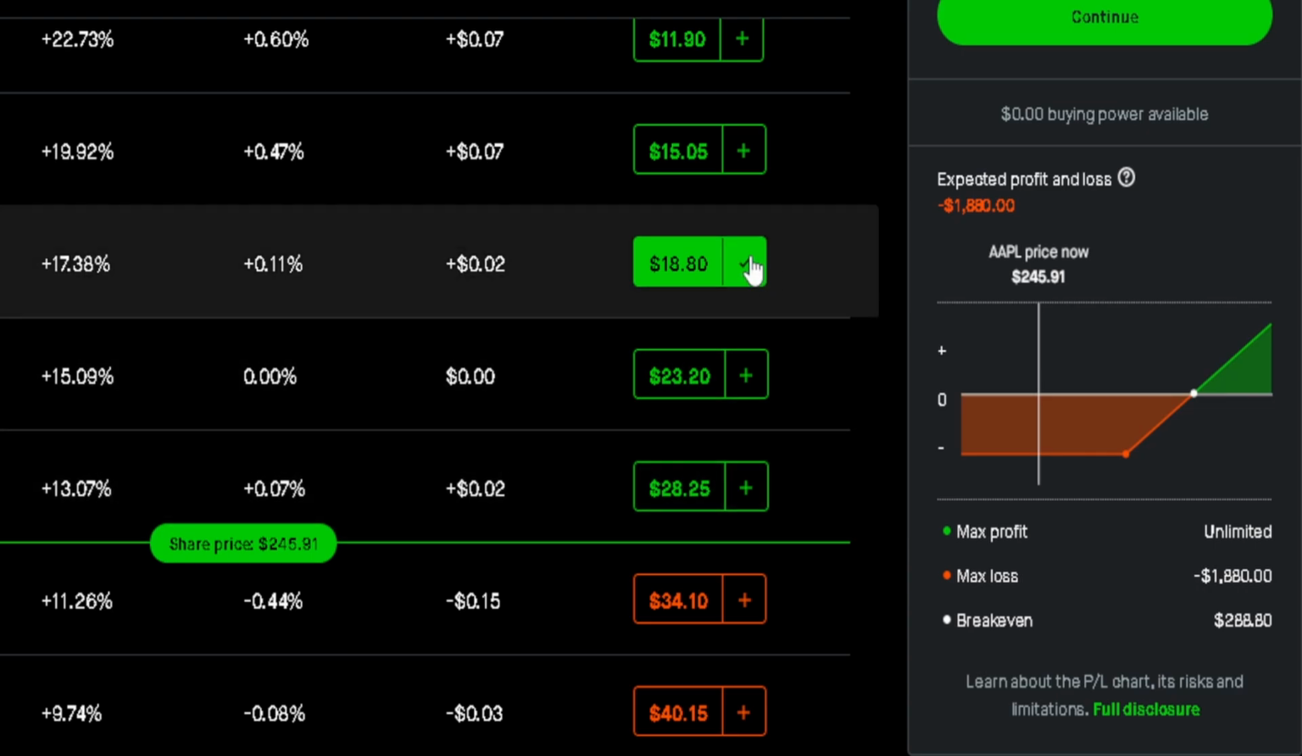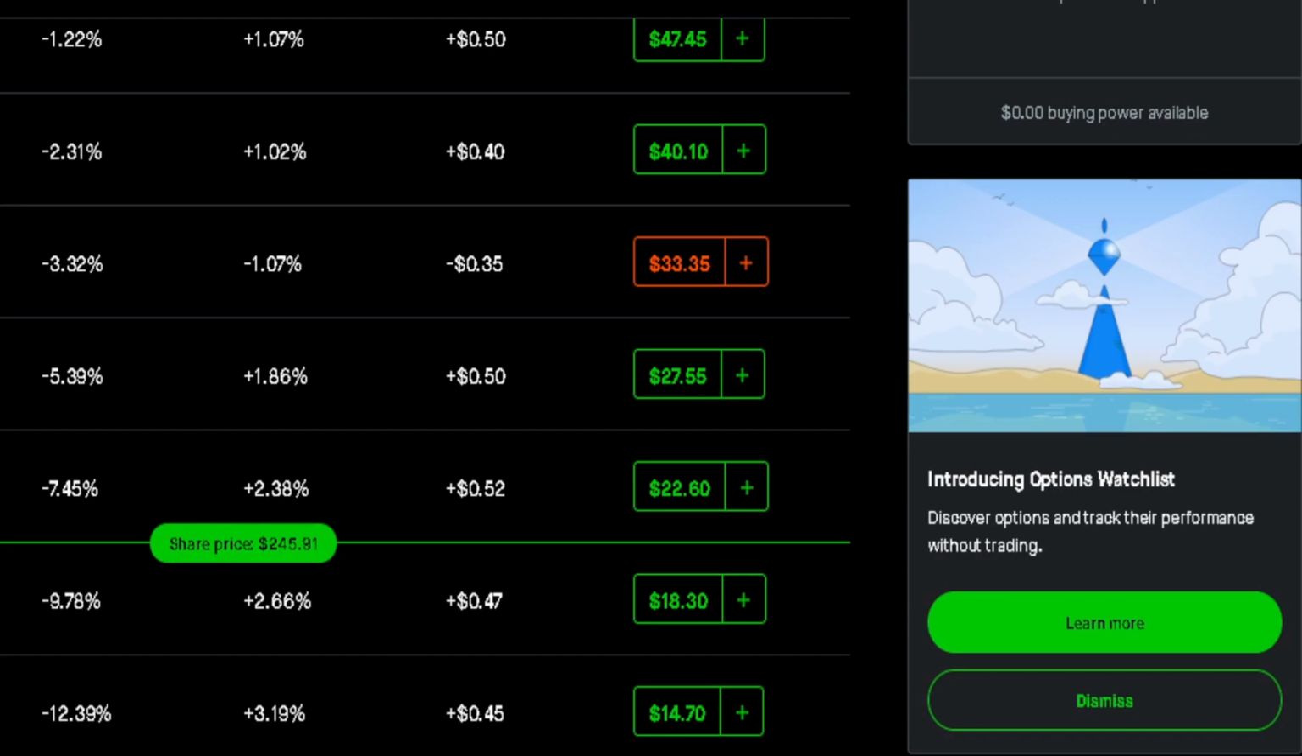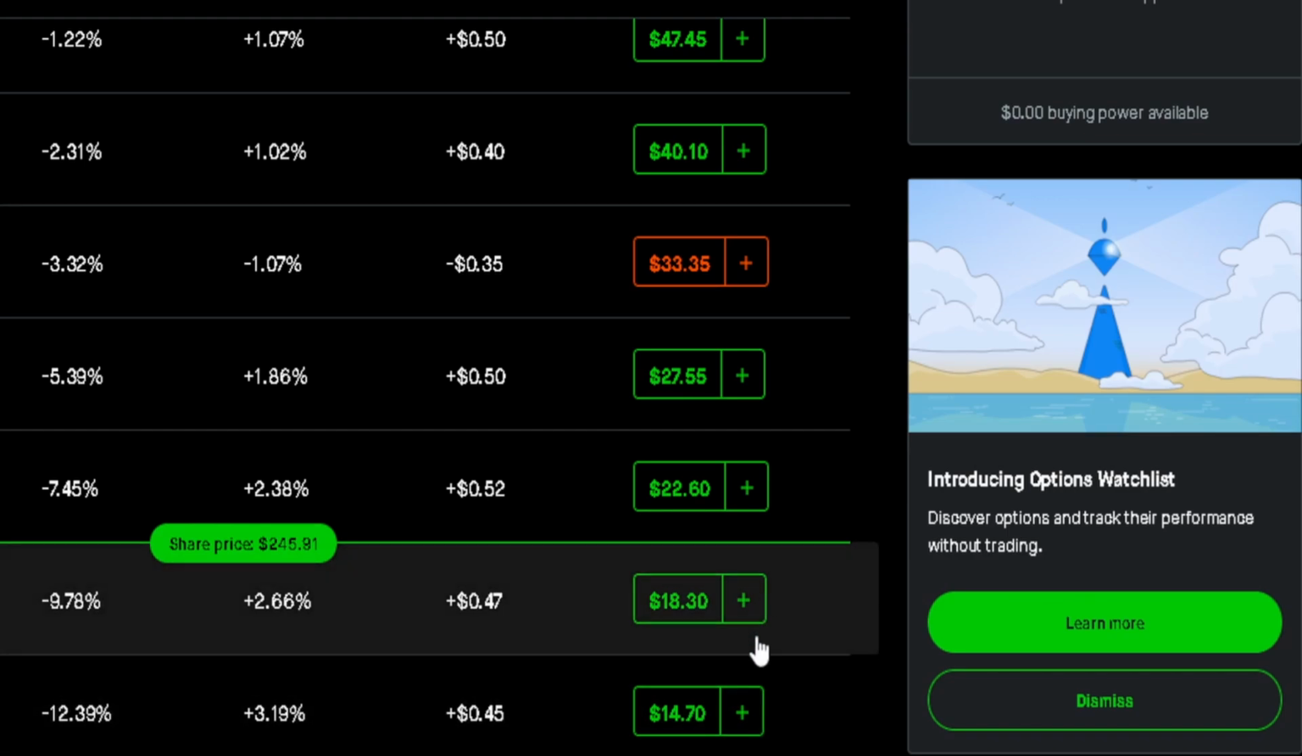And the same thing happens if you want to buy a put. You have more time and you can make more money if the stock price goes the way you think it does over that long time frame.